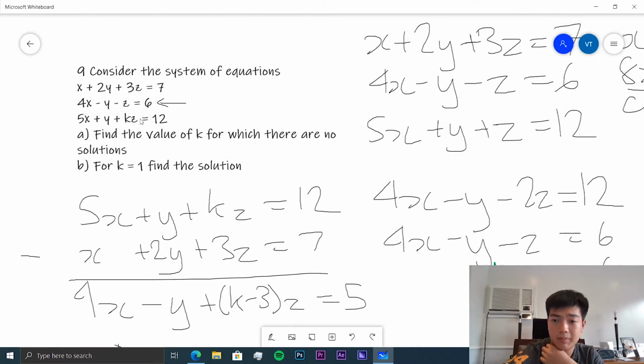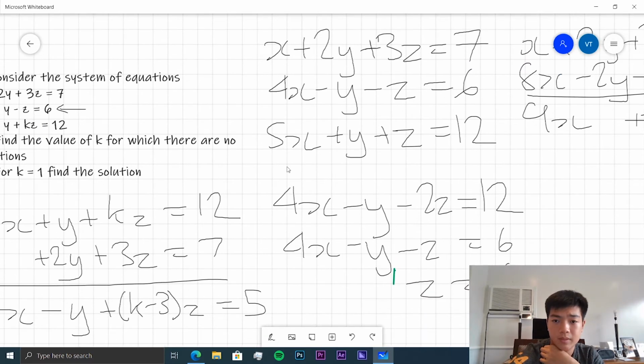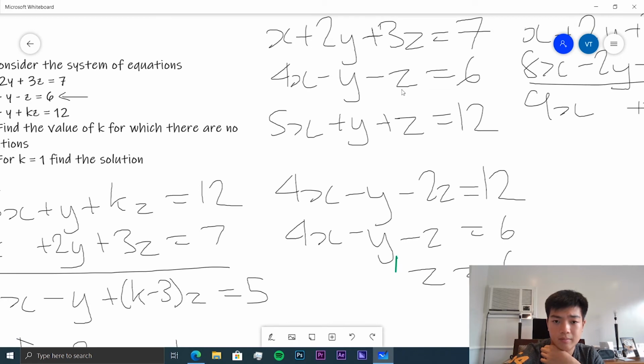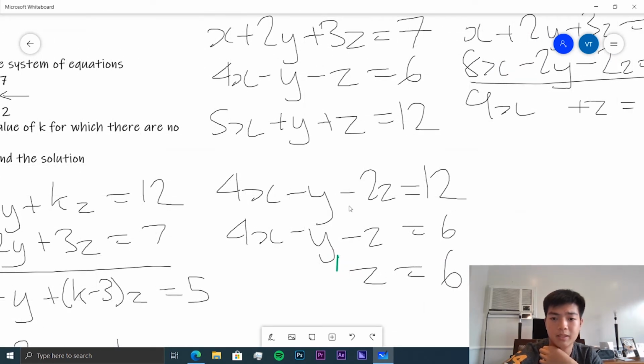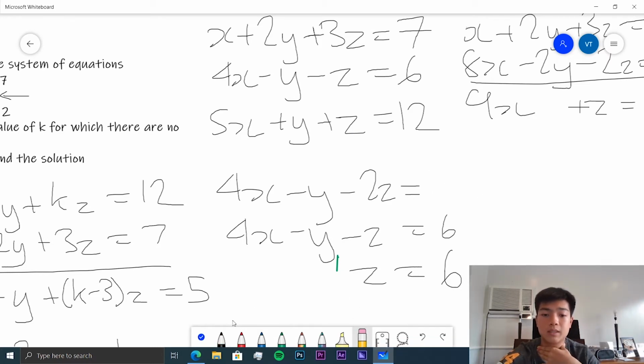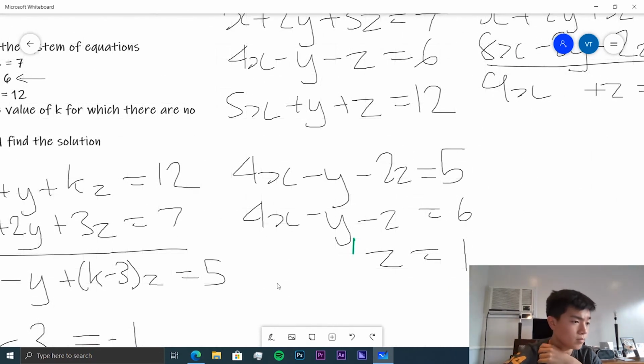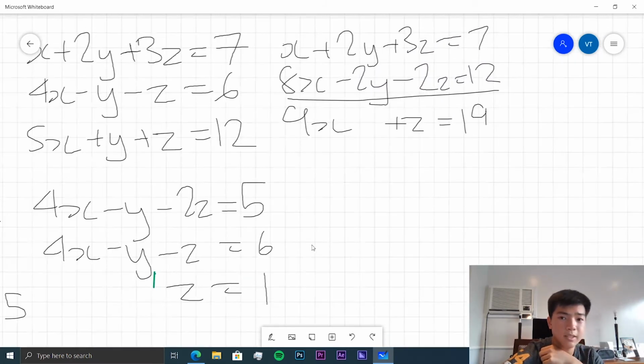K equals 1, 5x plus y plus z is 12. This minus that. Oh, this should be, yeah, negative 2z equals 12 minus 7. Oh, this is 5. Oh, oopsies. So we actually have z is equal to 1 here. Yeah, so z equals 1.